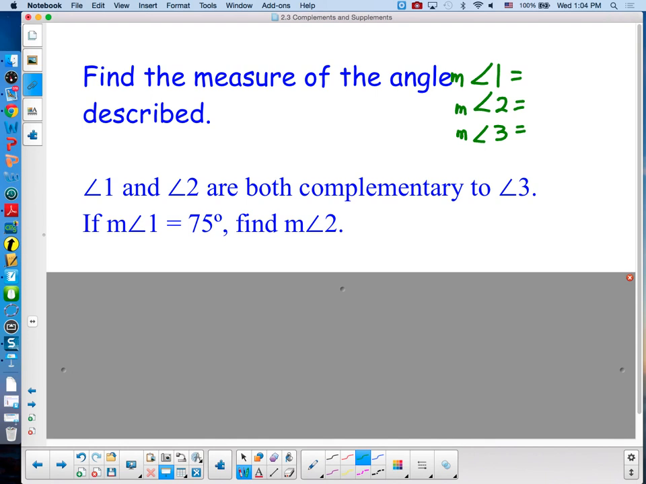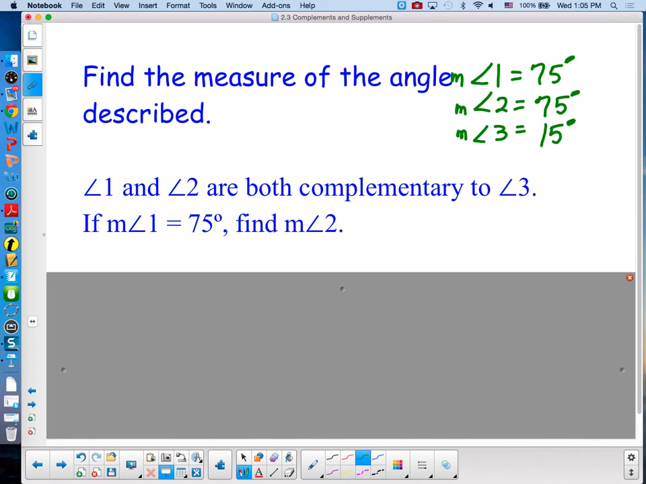Some of you think you know what the answer is right away. Okay, let's see if you're right. Angle 1 is 75. Which other angle can we figure out based on what it says? What's angle 3? Angle 3 is not 90 by itself, but 3 and 1 have to add up to 90. 3 and 2 have to add up to 90. So what's angle 3? 15. And then if that's 15 and angle 3 is complementary to 2, 2 is 75. How many of you had it right?